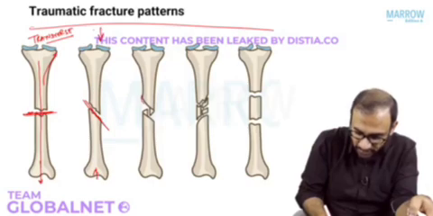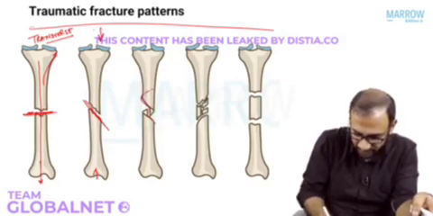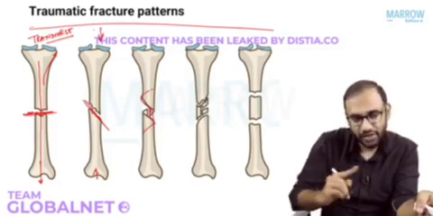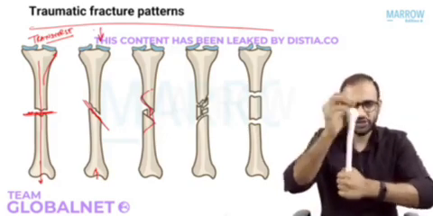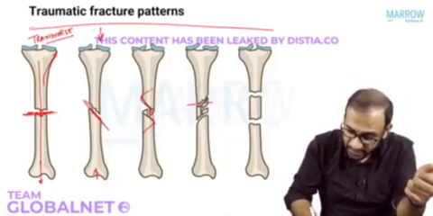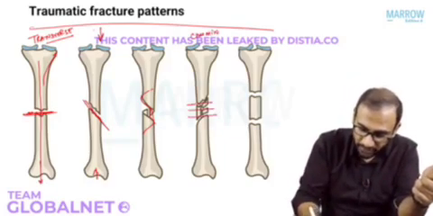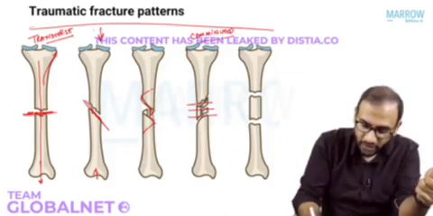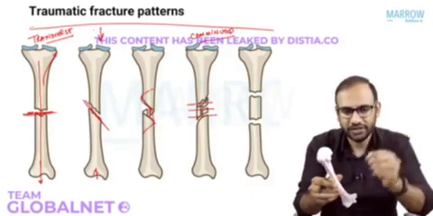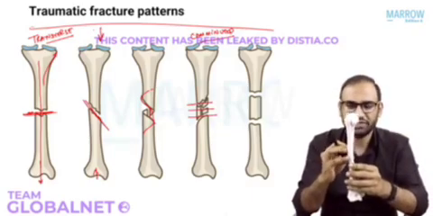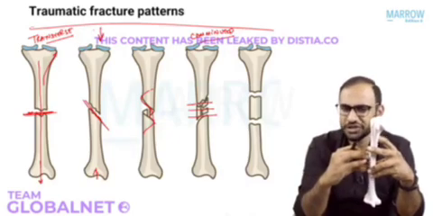Then there is something known as a spiral fracture. Fracture line goes in a spiral. This is because of a twisting injury to the bone. Twisting force gives you spiral fracture. Then there is comminuted fracture. What do you mean comminuted fracture? Comminuted fracture means multiple fragments, multi-fragmentary fracture. It has crushed multiple fractures. This occurs because of direct trauma or crush injury.